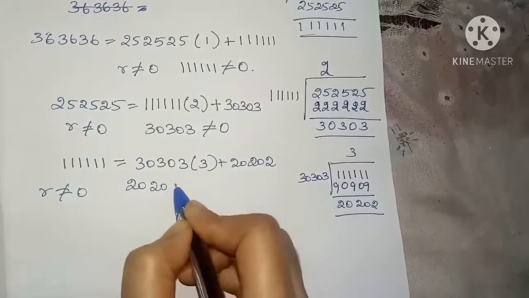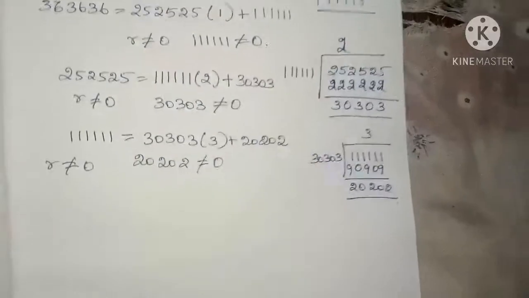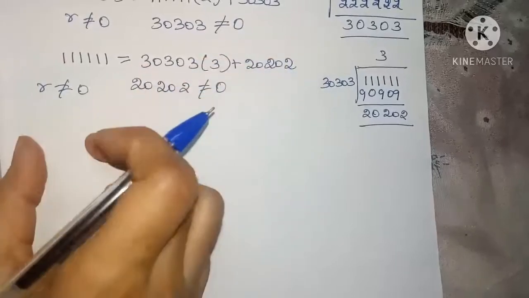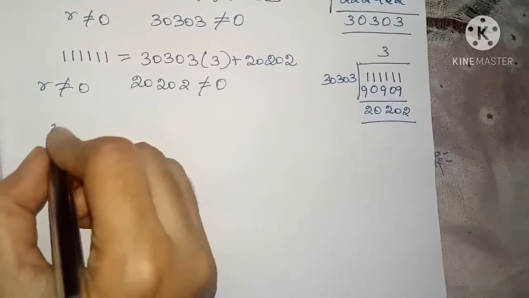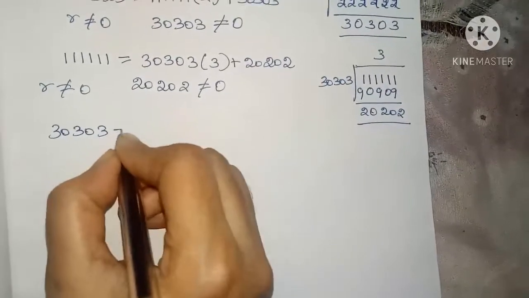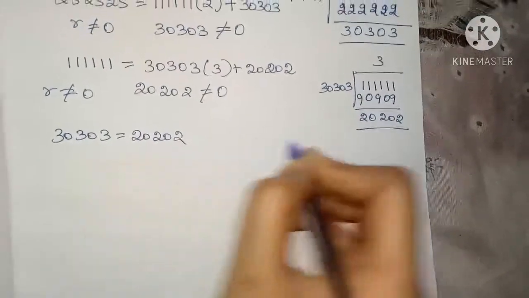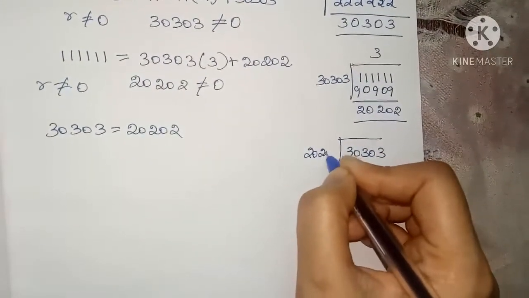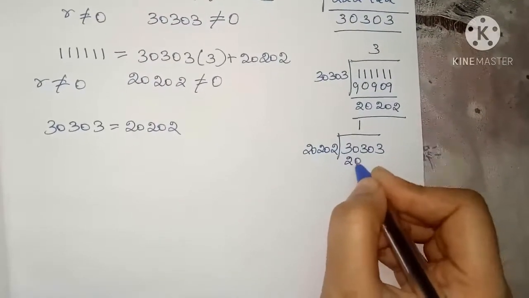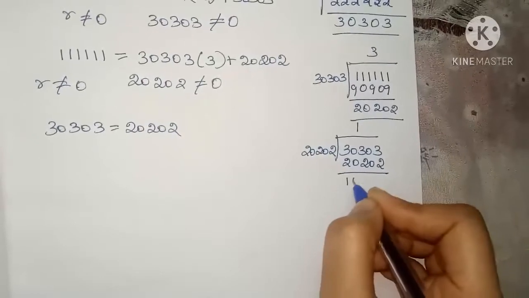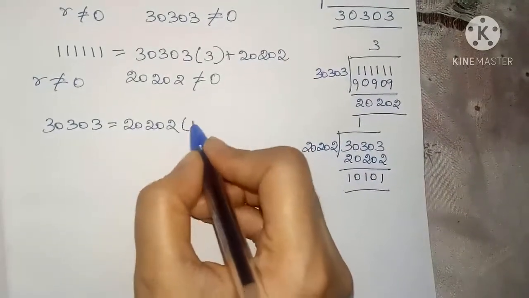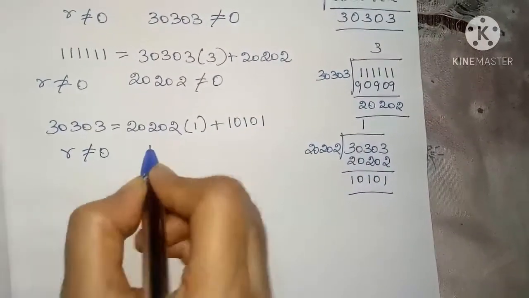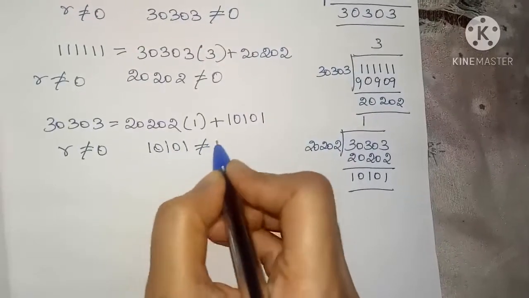We have to make the remainder equal to 0. Till that we have to use this Euclid's division algorithm. So next, this divisor should become a dividend and remainder should become a divisor. 30303 is equal to 20202. Now divide and write 30303 by 20202. 1 time 20202, remainder 10101. So 1 time plus 10101. Here also remainder is not equal to 0, which is 10101 is not equal to 0.